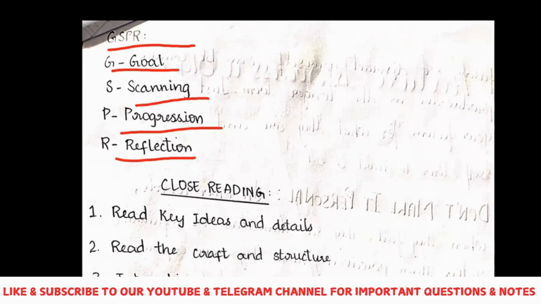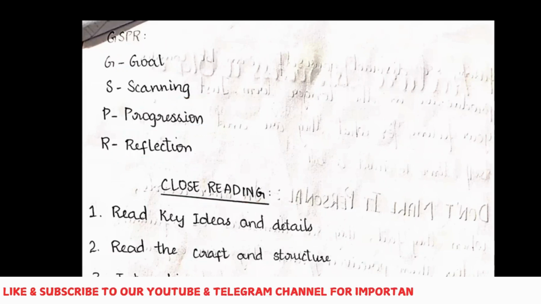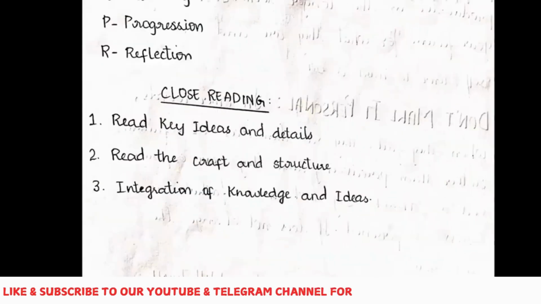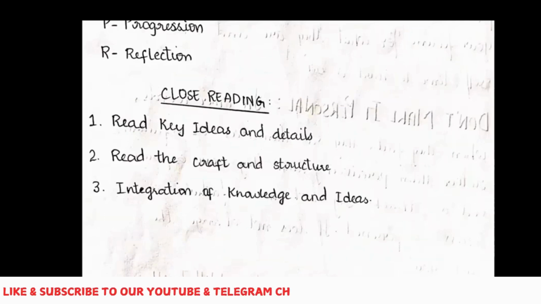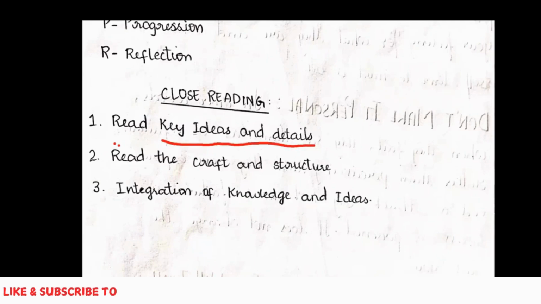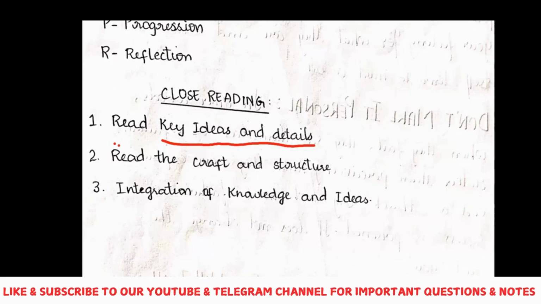Right, ma'am? And close reading is there. Read key ideas and details. Comprehension means that when we are reading, by reading those words, we can understand totally, right? Key ideas and details. You can read that comprehension in detail, and keywords you can find out. Key ideas: what is the idea of that comprehension? Why they mentioned it? You have to find out.